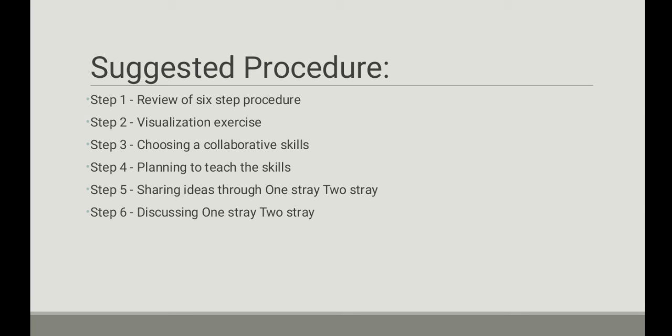Step 6. Discussing One Stay Two Stray. In this step, all of the students do the discussion and collaborate in the original group. And then, from the group, choose one to be a speaker to speak up in front of the class about what they have learned.